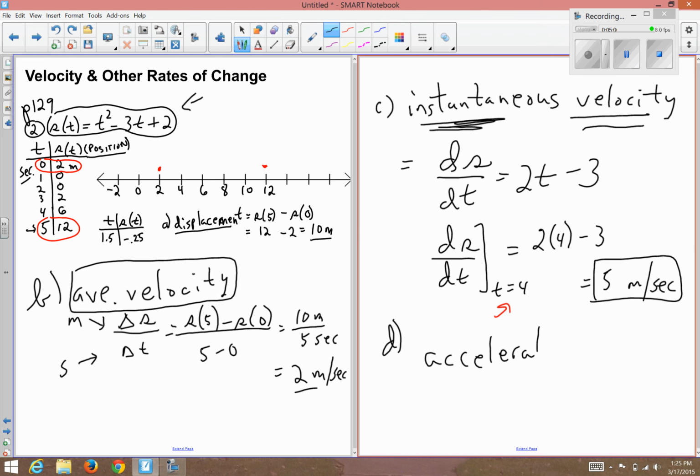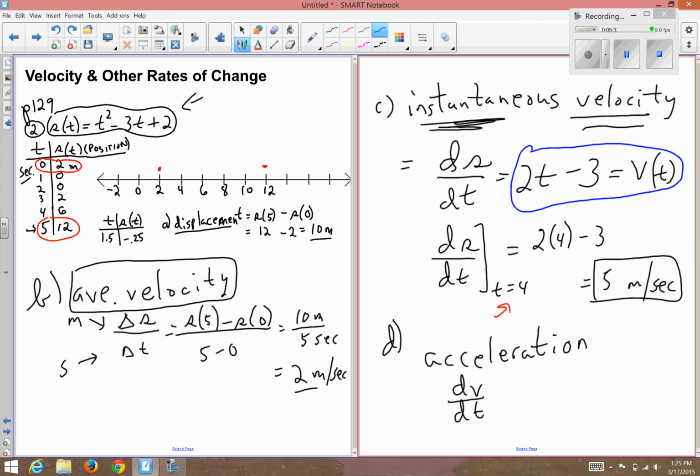Part D, the word acceleration, here's a new word. The word acceleration means the derivative of the velocity with respect to time. Where up here we called instantaneous velocity ds dt. That's equal to v for velocity. It is a function of t. So we're saying the derivative of the velocity, so the derivative of this is called acceleration. The derivative of 2t minus 3 is 2.